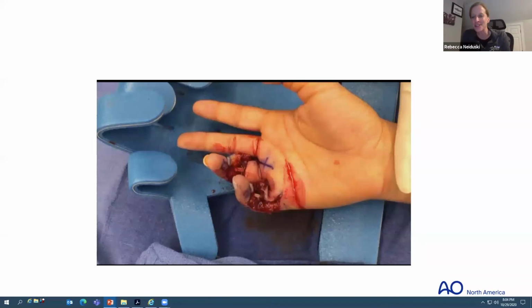Dr. Jane, quick question for you. How many strands are crossing the repair sites of these tendons? So I did a 4-core strand repair, and I did an epitenon suture with a 6-0 polypropylene stitch.